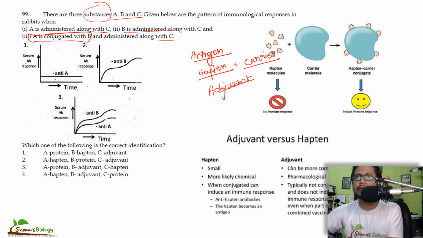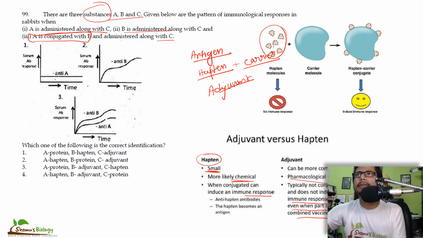If I show you this picture, an adjuvant can be more complex, pharmacological, typically not conjugated, and does not induce an immune response on its own even when part of the combined vaccine. So adjuvant never induces an immune response. But a hapten is small, more likely a chemical. When conjugated, it can induce an immune response. So normally the hapten needs to be associated with large carrier molecules.